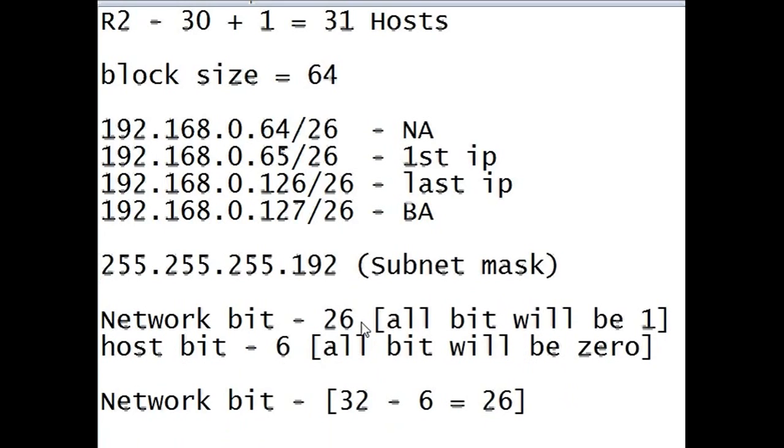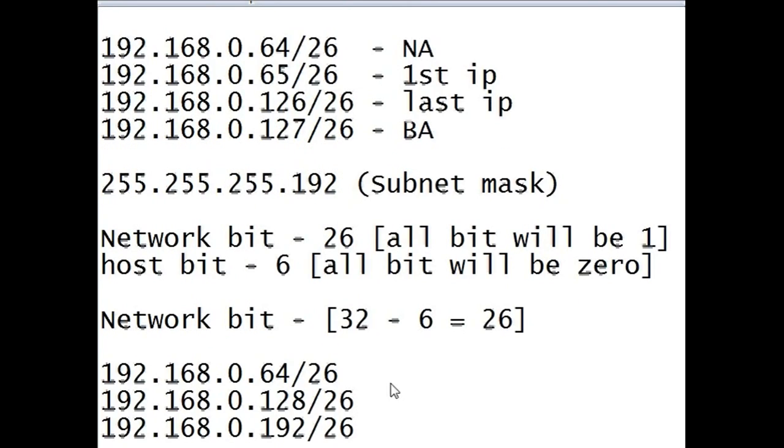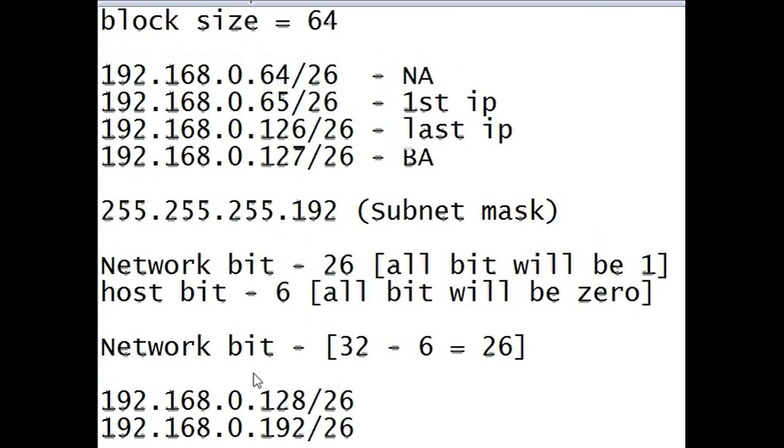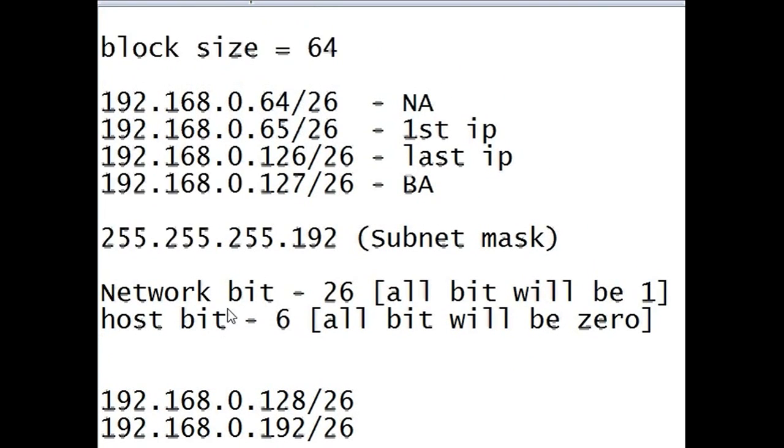Again, in this case the subnet mask calculation is: 26 bits are in the network, the host bit is 6. Since the network bit is 26, this is how we have calculated it, from the host bit.